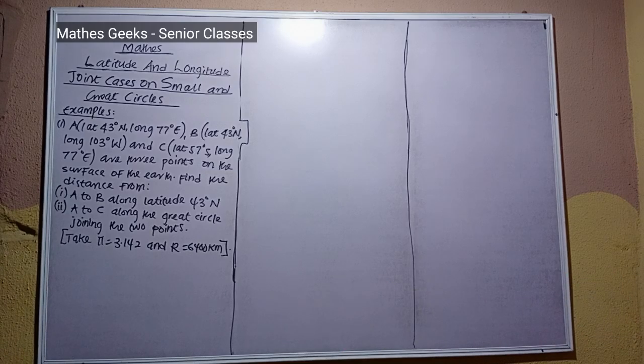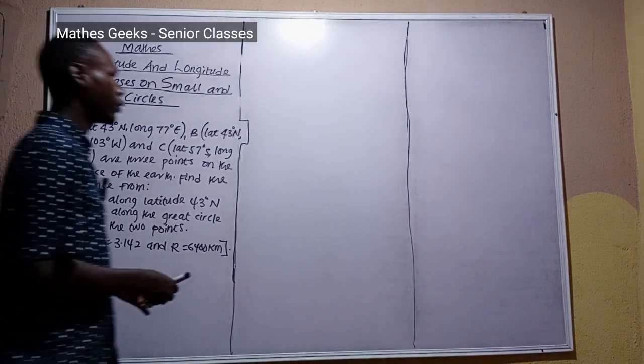Find the distance from A to B along latitude 43 degrees north, and A to C along the great circle joining the 2 points. Let's draw a diagram.